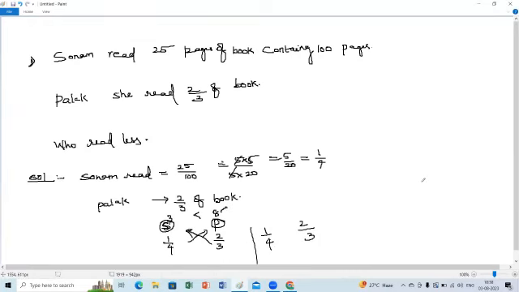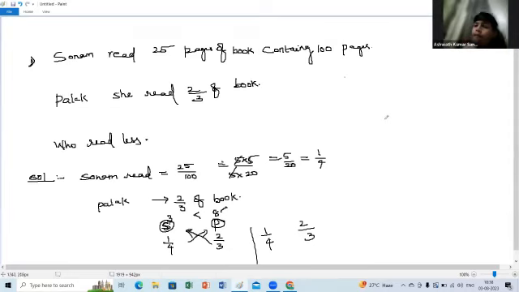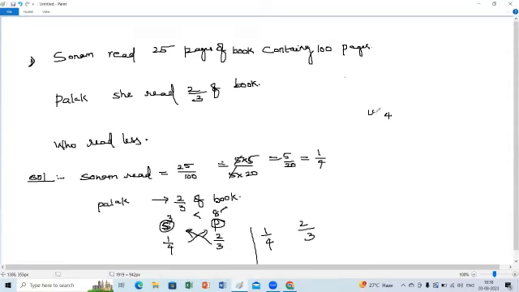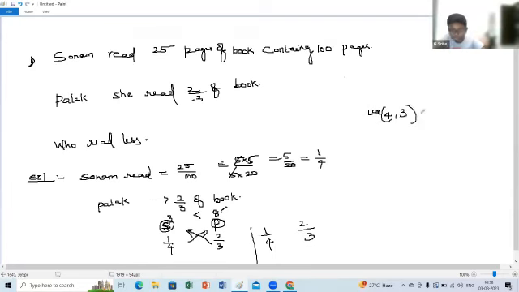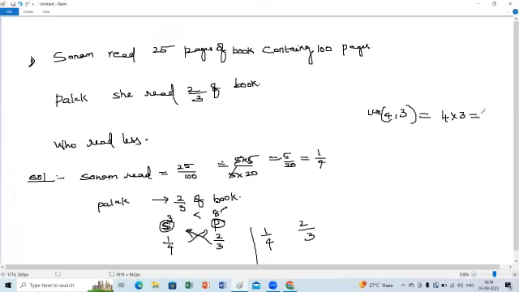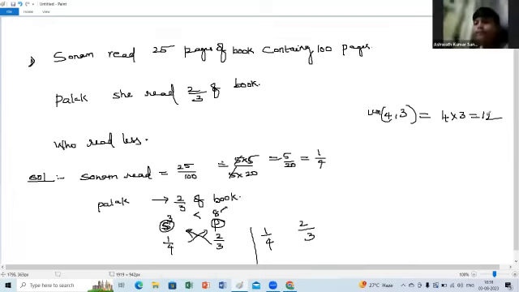What is the LCM? For 1/4 and 2/3, the denominators are? 4 and 3. Very good. What is the LCM of 4 and 3? One of the numbers is prime and the other is composite, so they are co-prime, and you can multiply them directly. Its LCM is how much? 12. Right.